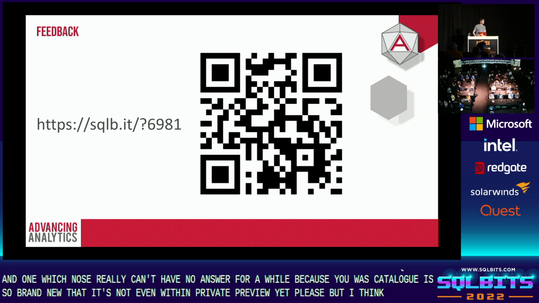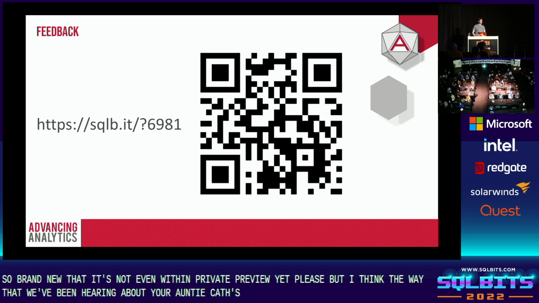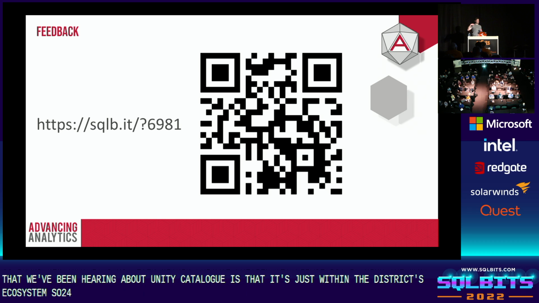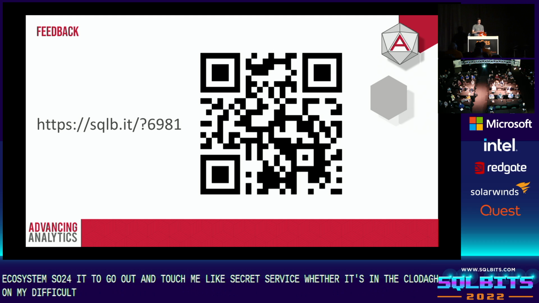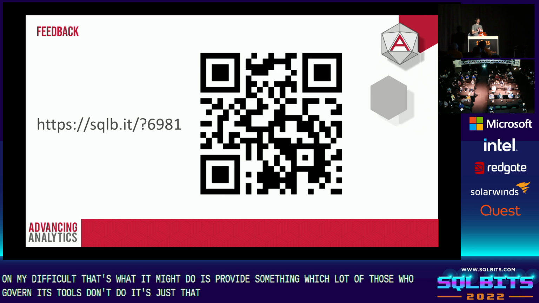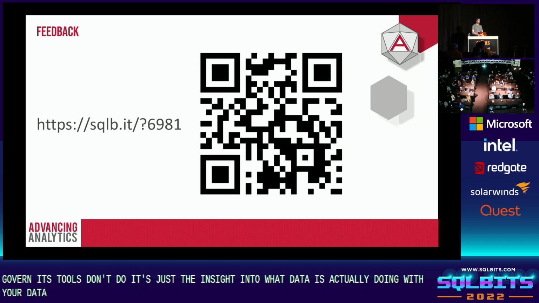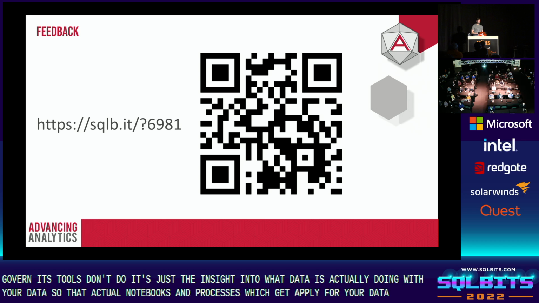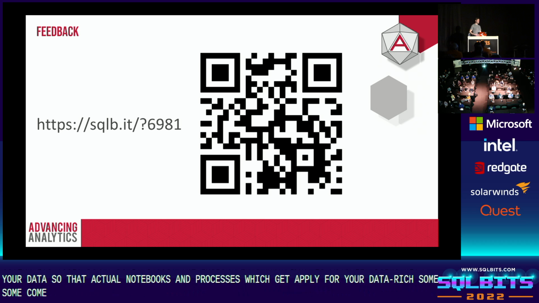But the way that we've been hearing about Unity catalog is that it's just within the Databricks ecosystem. So for it to go out and touch things like SQL servers, whether in the cloud or on-prem, it's going to be difficult. But what it might do is provide something which a lot of data governance tools don't do, which is insight into what Databricks is actually doing with your data. So the actual notebooks and processes which get applied to your data, which some companies claim to do, but I've yet to actually see them do that.